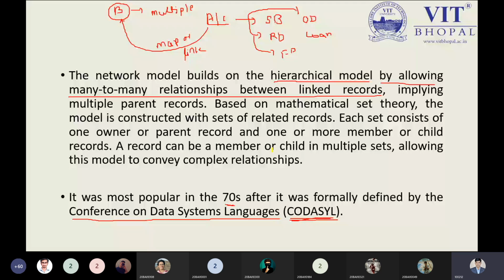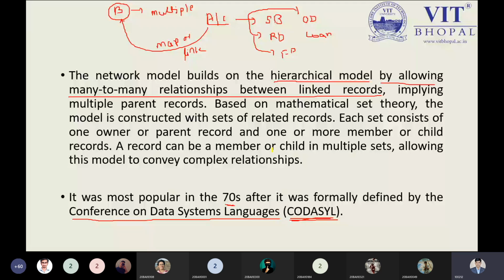And it was popular. The network model was popular in the 1970s, and it was formally defined by CODASYL. CODASYL is basically the Conference on Data Systems and Languages. It was proposed during the conference, and it was popular during the 1970s.